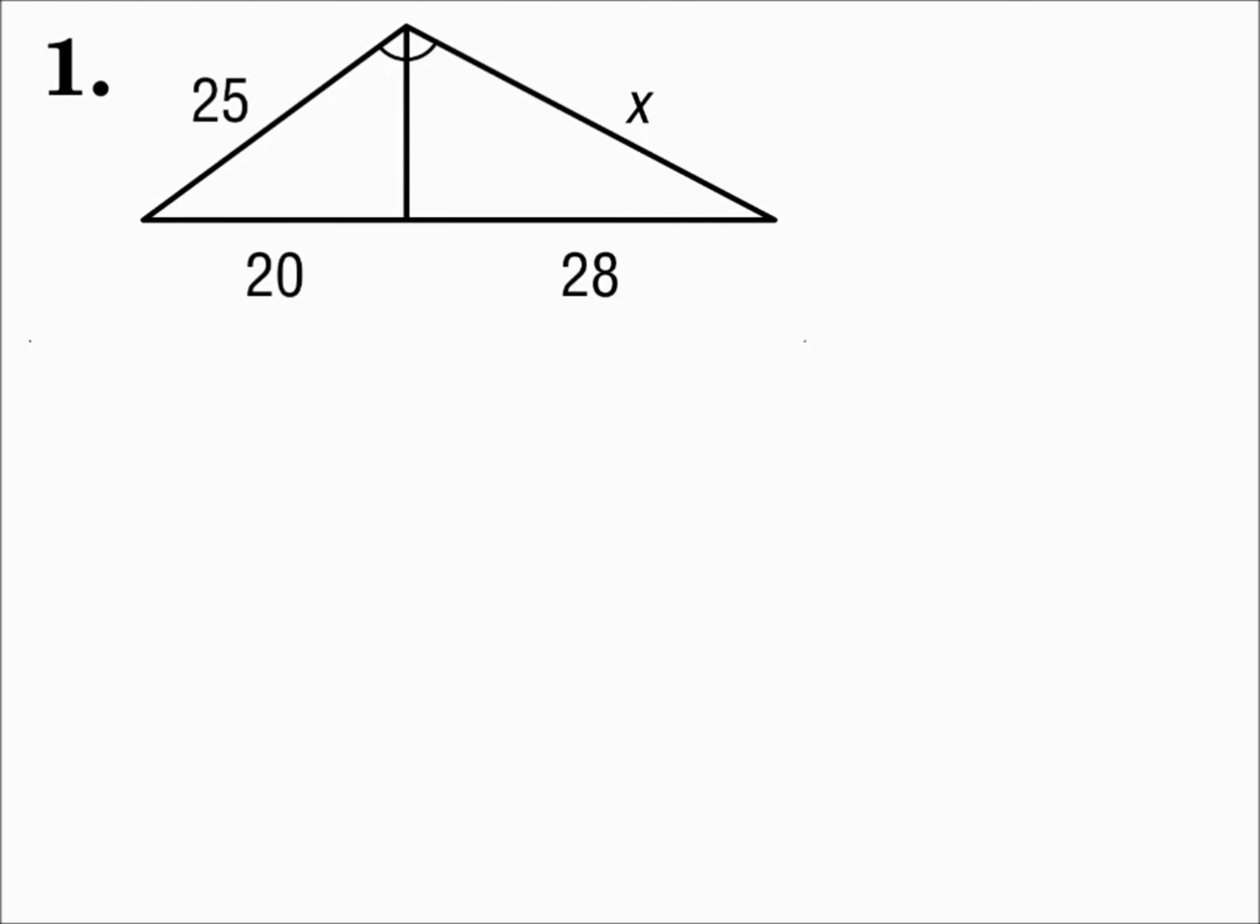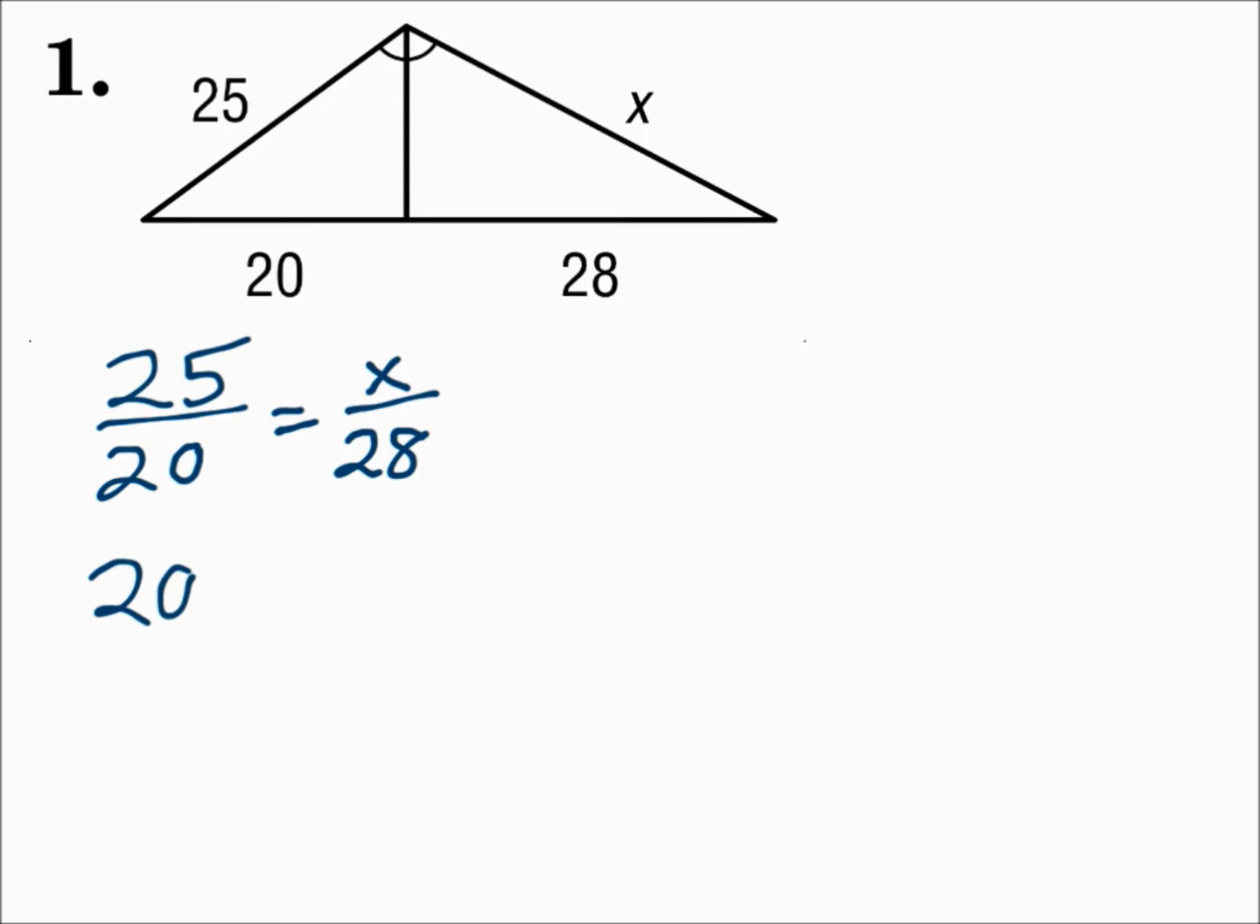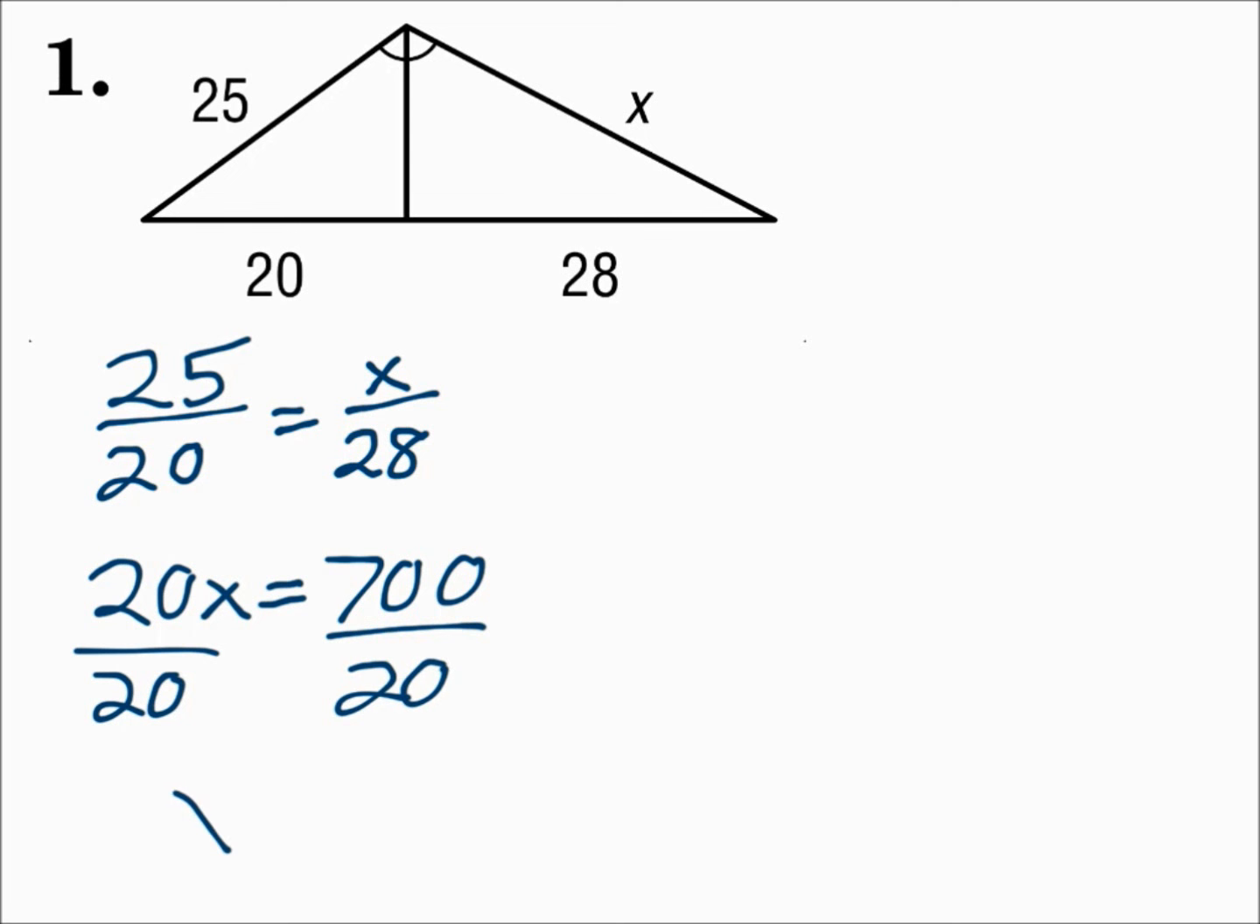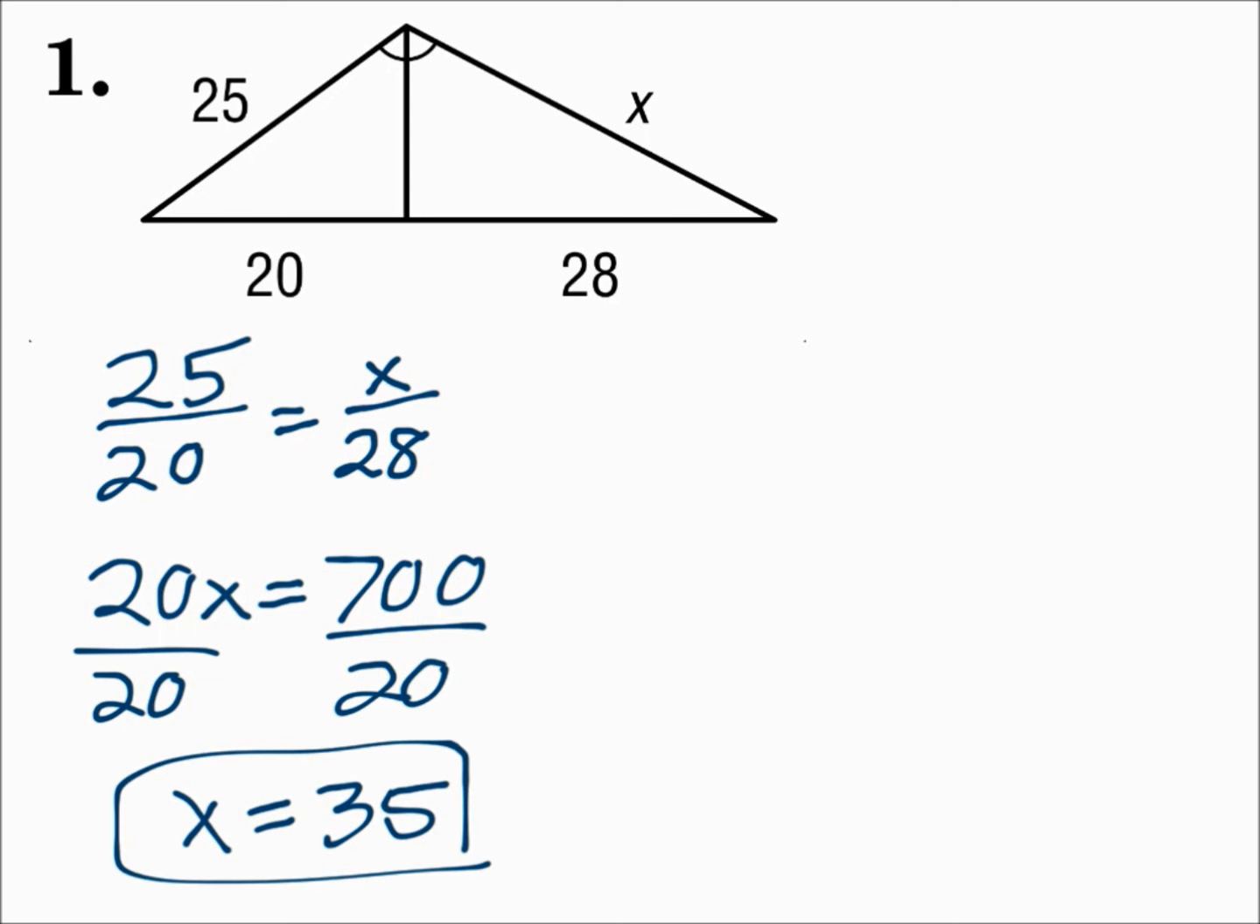The way to pair things up is just the way that things are sitting in the picture. On the left you have a 25 over 20. And on the right you have x over 28. Cross multiply and solve. When you have the angle bisector that cuts the opposite side up like this, just remember it is proportional and you can set it up using the way the values are sitting in the picture. In this one, x is 35.